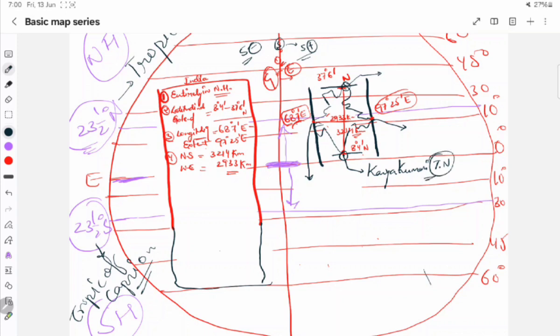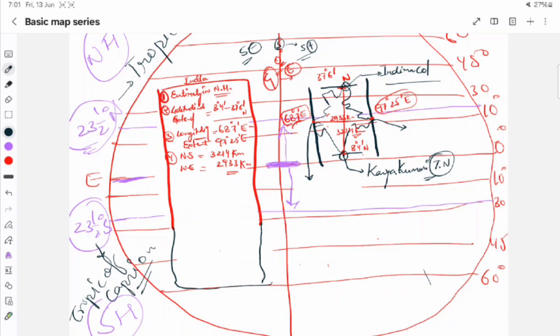And what is the northernmost point? It is Indira Col, which is at 37 degrees 6 minutes.